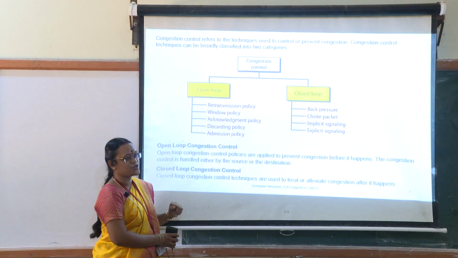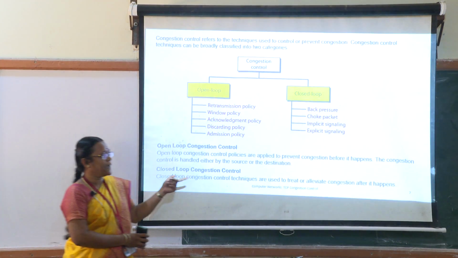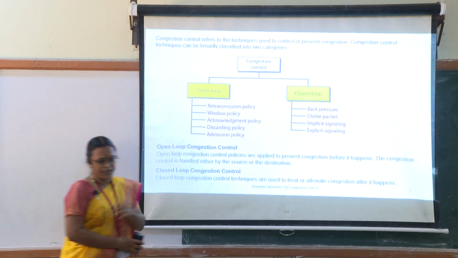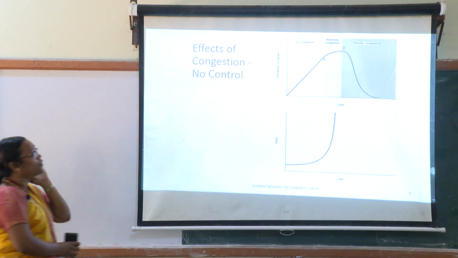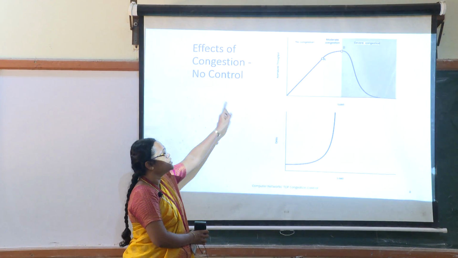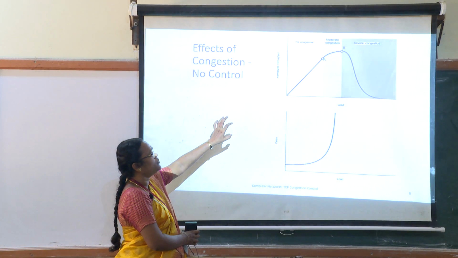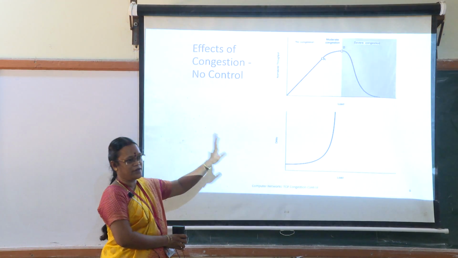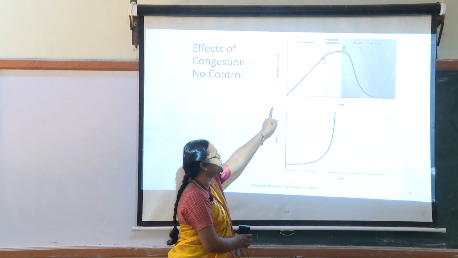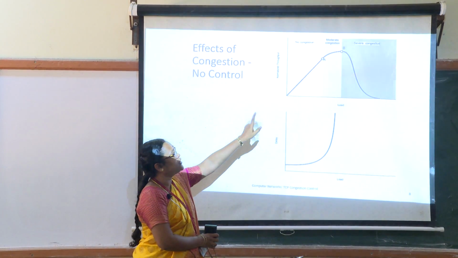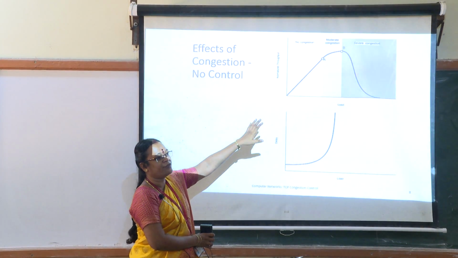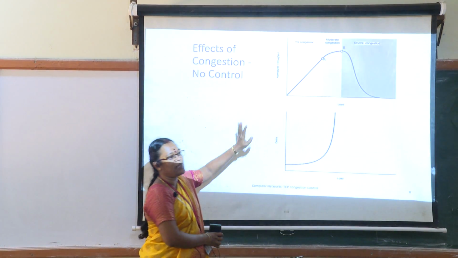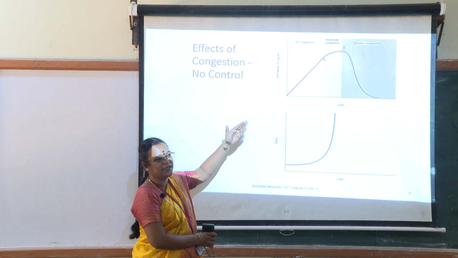Now we come to your closed loop. Here you have 4 types: backpressure, choke packet, implicit signaling, explicit signaling. Next slide. So these are the effects of congestion, no control. The graph is drawn between your load and your throughput. Initially we are going to classify congestion: without congestion, how will your graph be? After congestion, that is at the initial stage of congestion, and with severe congestion, what will your graph be? Initially the load and the throughput will be in a normal linear form.